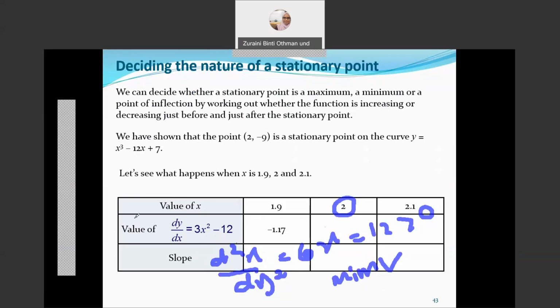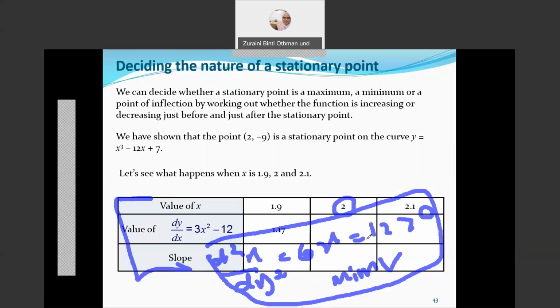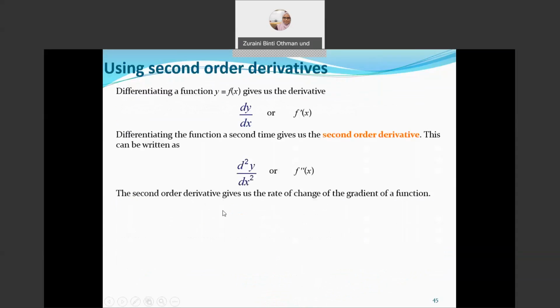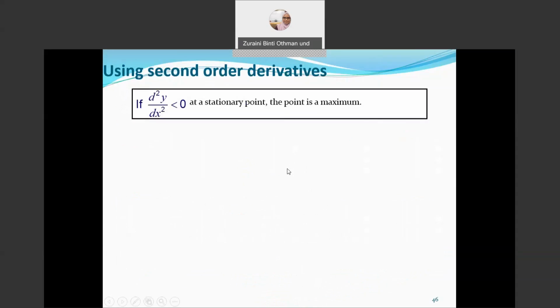Okay, so we no need to buat table ni. Kan kita boleh dapat daripada second derivative, kalau dia lebih besar daripada kosong, dia ialah minimum, dan bila dia lebih kecil daripada kosong, dia ialah maximum. Okay, apa yang saya nak cakap ni ialah by using second order just now to know the maximum and minimum point.